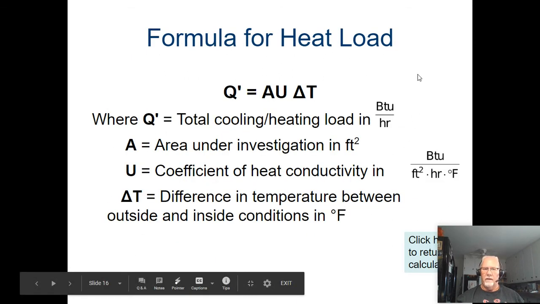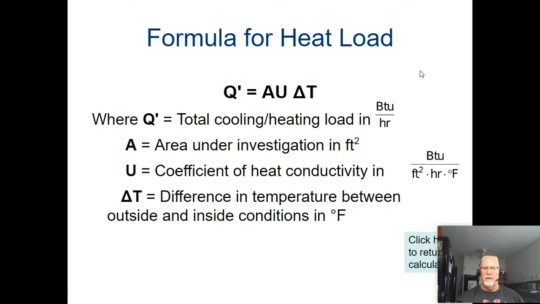So to calculate all of that, our Q is the total heating or cooling, A is the area. So a wall, figure the area of a wall, for example. U would be the coefficient of heat conductivity, and we can find reference tables to help us determine that. And then delta T, big T in this case, is the difference in temperature. A small t would be a difference in time. So if we can figure out the total cooling or heating load, it's the area times the U factor times the change in temperature.